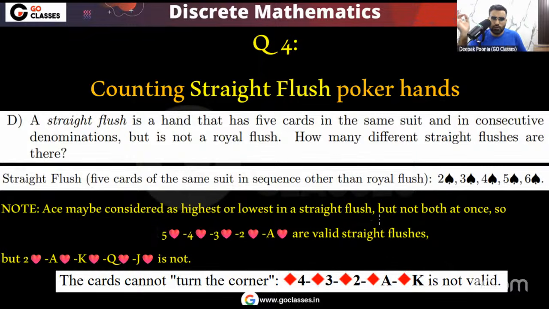In simple words, you cannot turn the corner. You assume that ace is lowest also, ace is highest also. You consider ace as the highest also, lowest also, but you cannot turn the corner. Means you cannot do something like this, that you are taking king, ace, 2, 3, 4. You cannot do like this. So this is invalid. I hope you understood the definition of straight flush. So let's solve this question now.